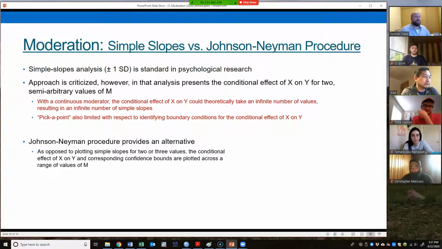So an alternative is what's known as a Johnson-Neyman procedure, okay? Instead of just plotting simple slopes for 2 or 3 different values that we choose, what we do with a Johnson-Neyman procedure is we look at the conditional effect of X on Y and corresponding confidence intervals across a whole range of values of M, okay?